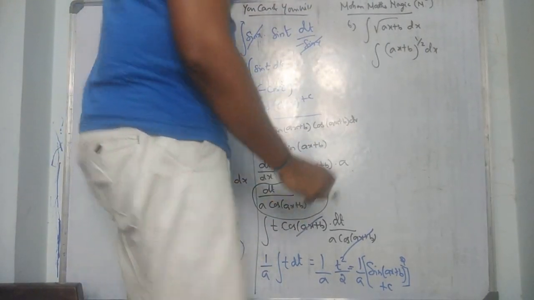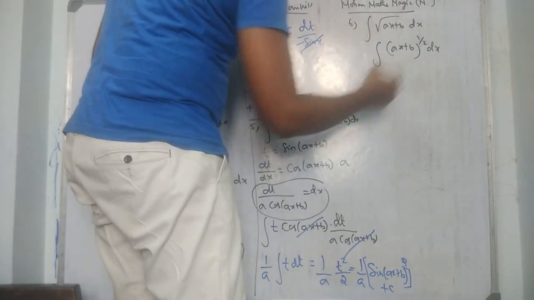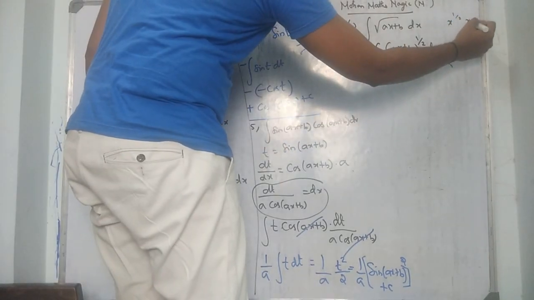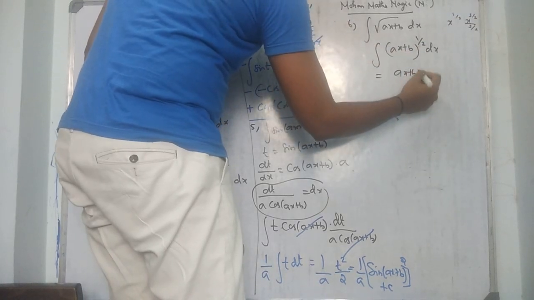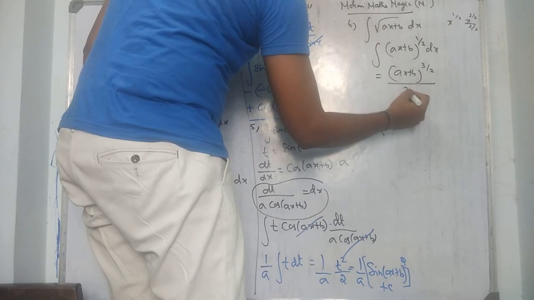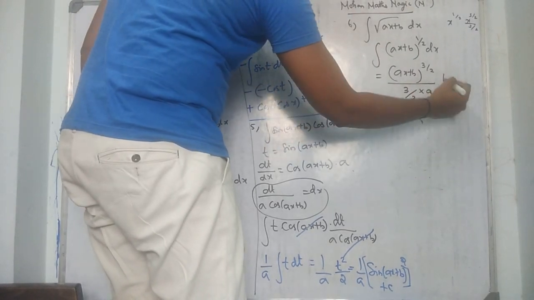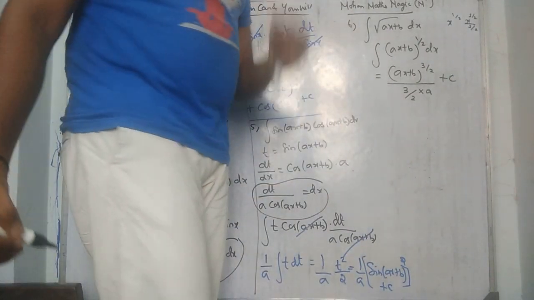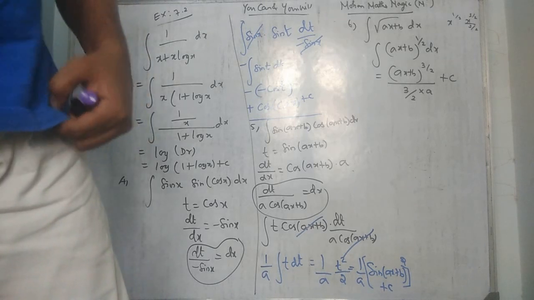Same thing. So imagine this entire thing is x. Upon integrating, x power 1 by 2 becomes x power 3 by 2 upon 3 by 2, right? Same concept. Ax plus b power 3 by 2 upon power 3 by 2. The coefficient a will come in the denominator, plus c. Okay, that's the only thing. I should be very careful in that one. Next one.